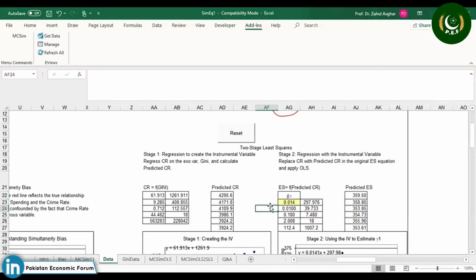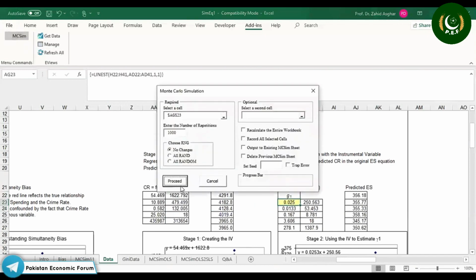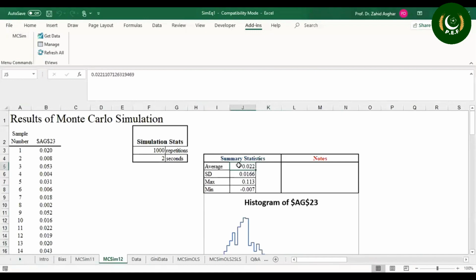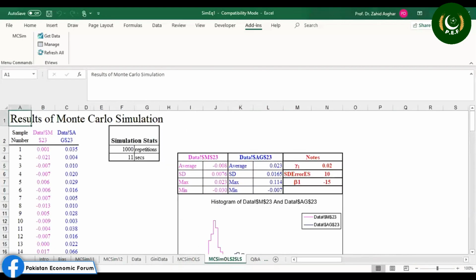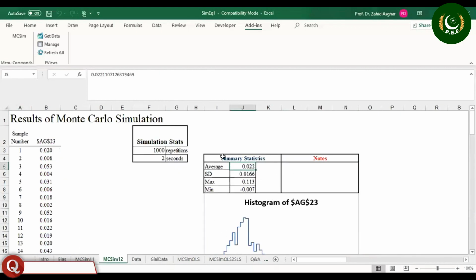If I repeat it, F9. So you see, it may not be very biased. And if I do the simulation again the same way, I am going to simulate this cell, and let's proceed. Okay, you see, it is 0.022. So you got the point of why we get biased results when there is an endogeneity issue. You can explore this simulation. This simulation which we have done now is basically the 2SLS simulation. The previous one which we have done was OLS. OLS results are biased when there is endogeneity. You can explore these things.